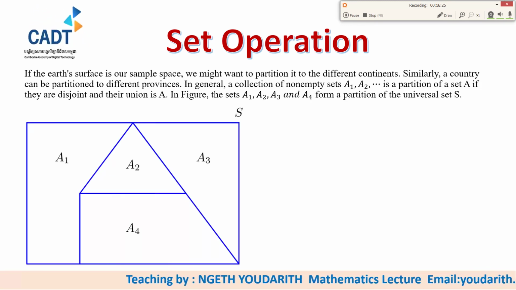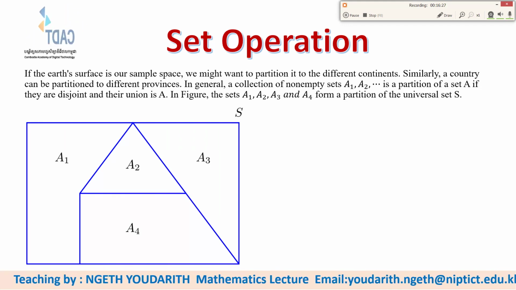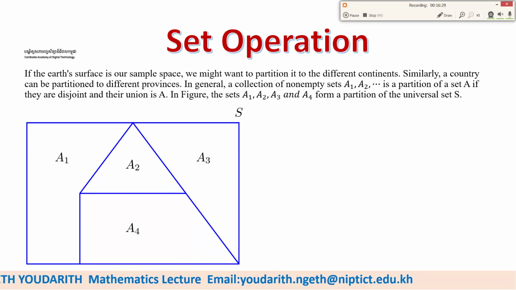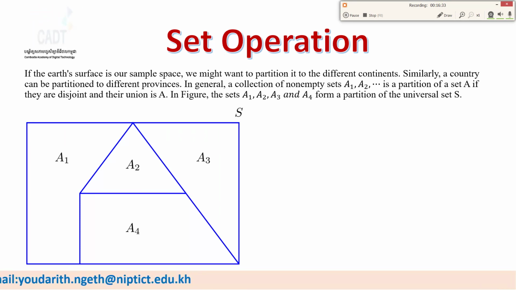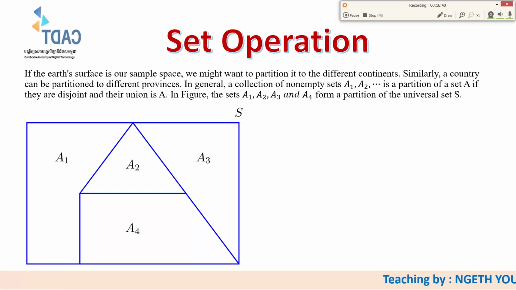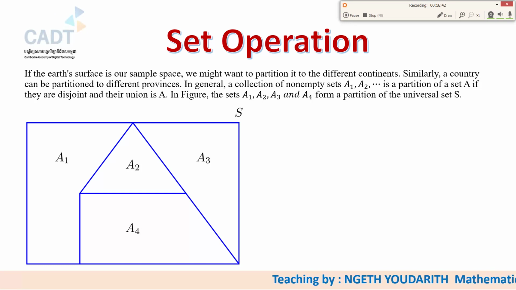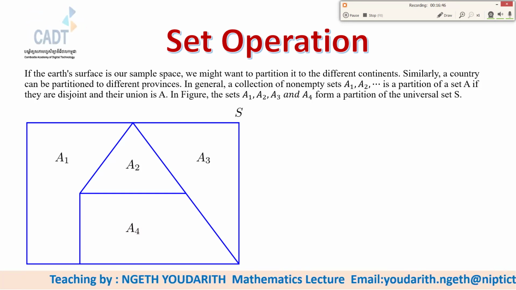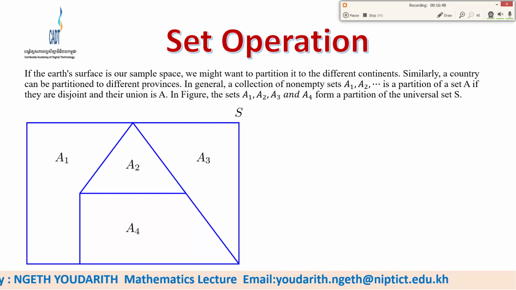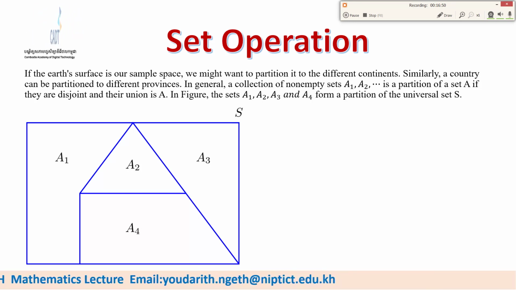Like in this picture, we have the universal or sample set, but we separate it into A1, A2, A3, A4, and so on. This is the partition. So with a partition, we can separate the universal set into many pieces of our sample space.